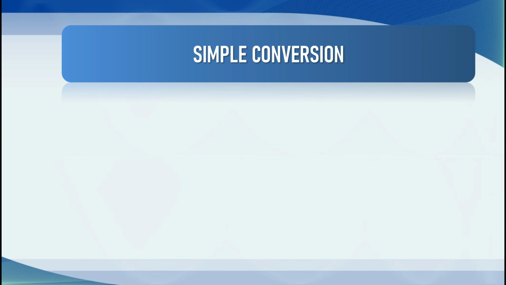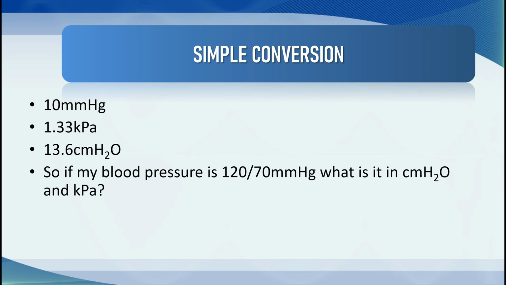So here's a simple conversion. 10 millimeters of mercury equals 1.33 kilopascals. So if you multiply the kilopascals by 7.5, you get millimeters of mercury. That equates to 13.6 centimeters of water. So here's a question. If my blood pressure is 120/70 millimeters of mercury, what is it in centimeters of water and kilopascals? Pause for a moment and do the calculation.